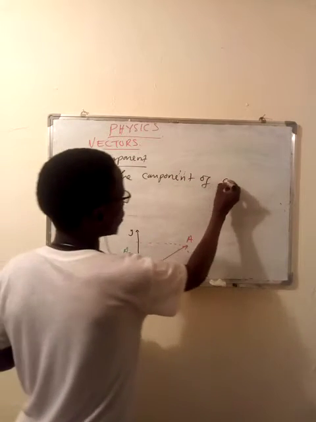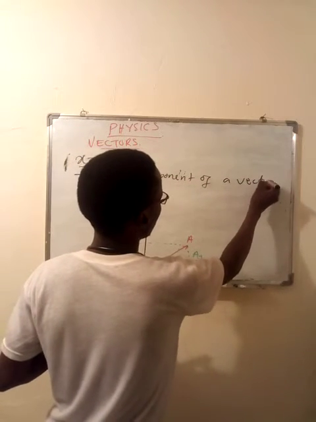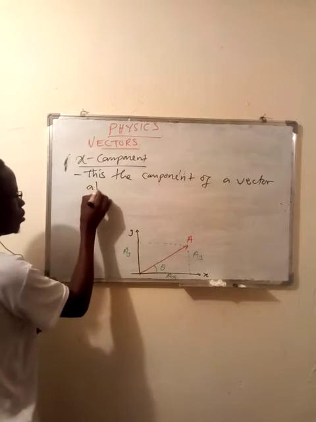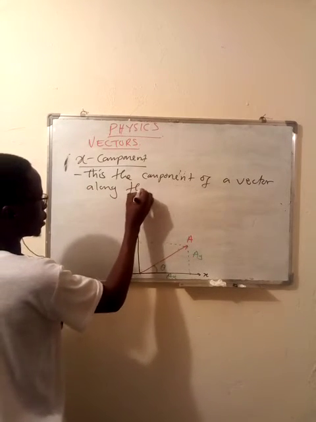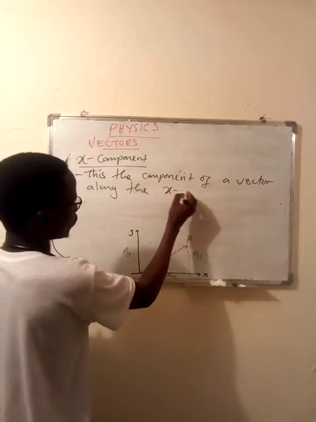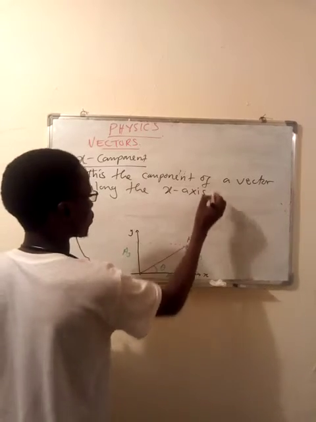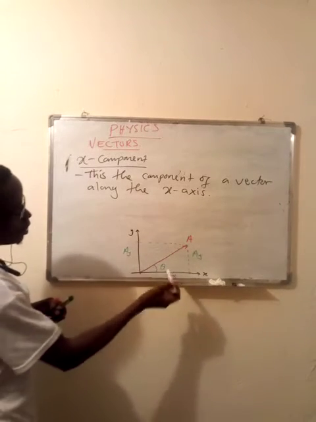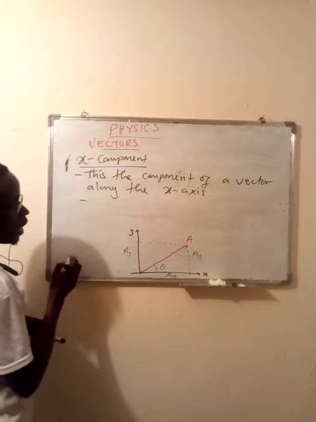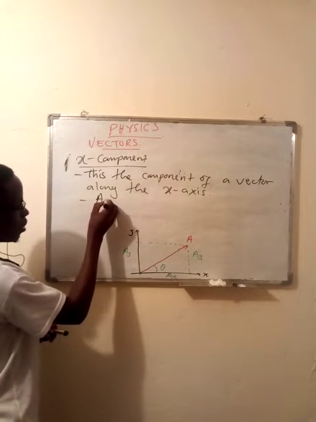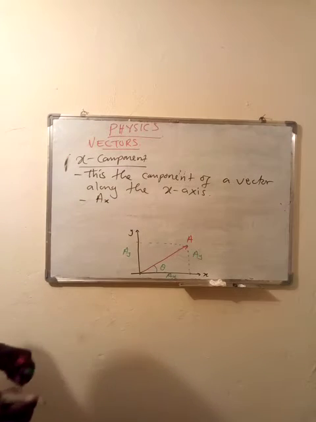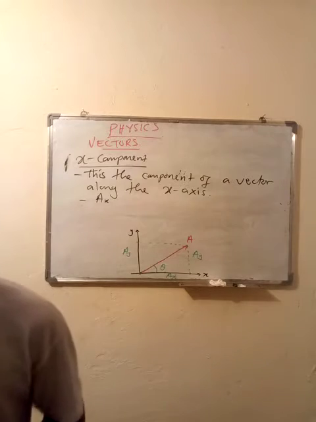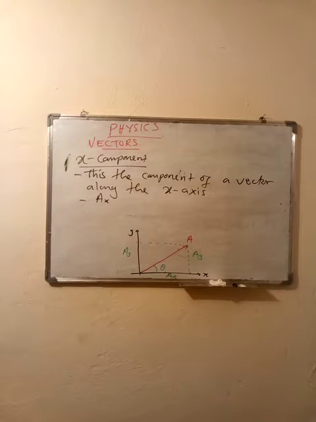Okay, this is the component of a vector along the x-axis. Okay, so in this case we can see that we're talking about ax. Okay, when we write ax, we're talking about what? The x component of the vector.